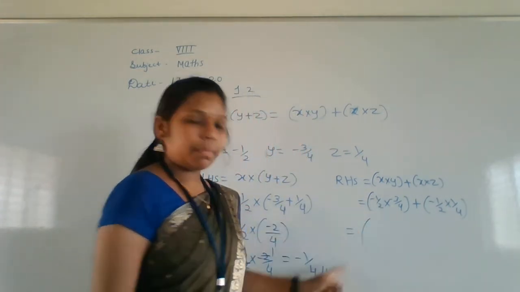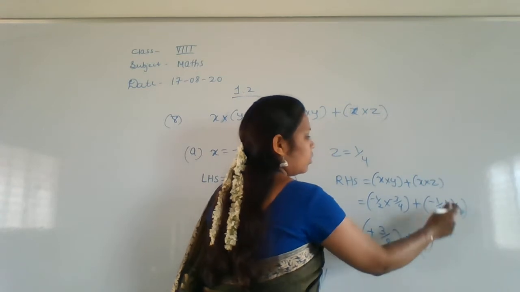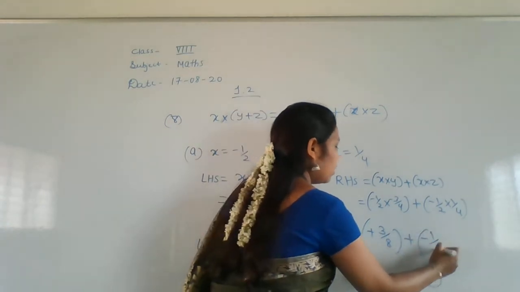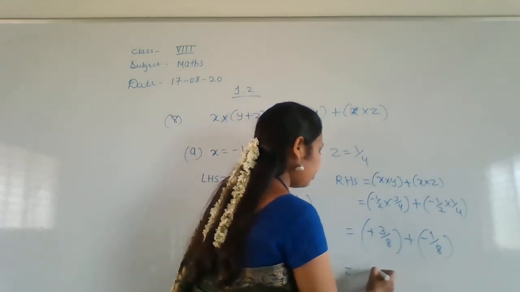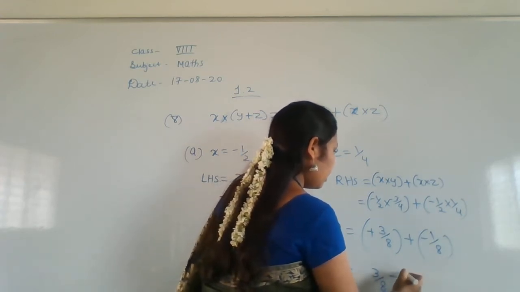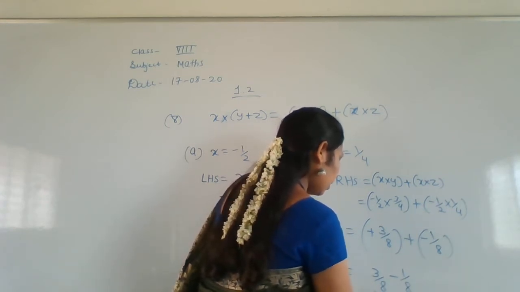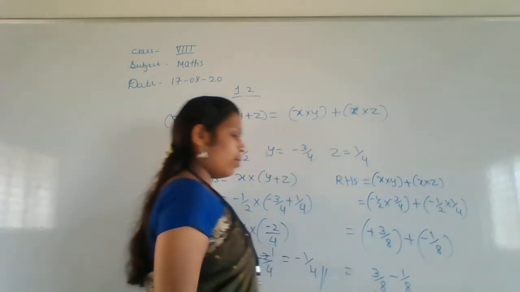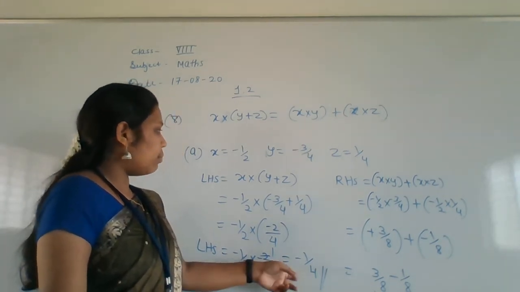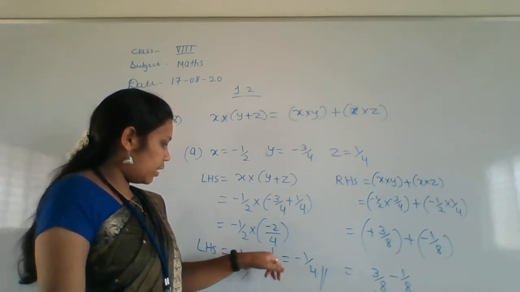Minus into minus is plus here. So plus 3 by 8, plus next here minus into plus is minus, so 1 by 8. That is nothing but 3 by 8 minus 1 by 8. That is 2 by 8. 2 ones are 2, 2 fours are 8. So what is the value here? 1 by 4. Whether it is true? Here we are getting minus 1 by 4 and here we are getting, wait 1 second.